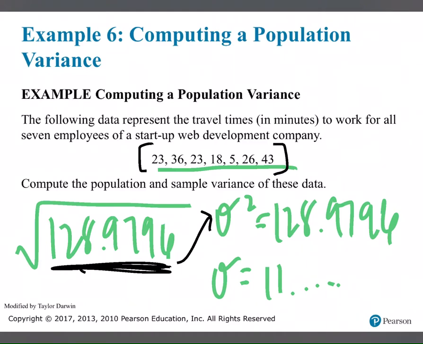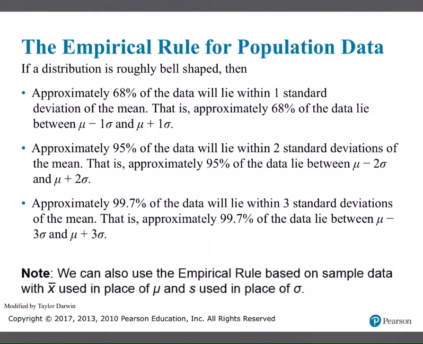So this is talking about the empirical rule. This is a rule that you can use when the distribution is roughly bell-shaped.